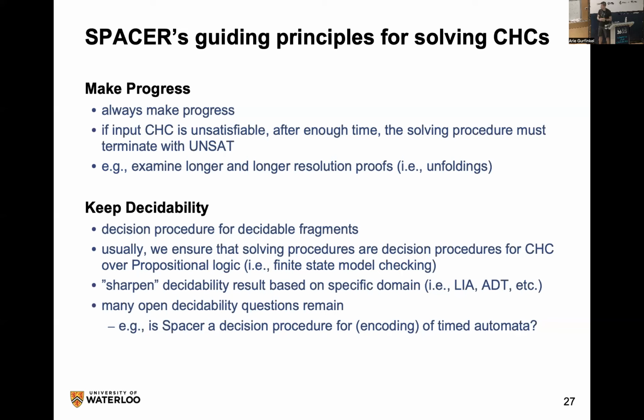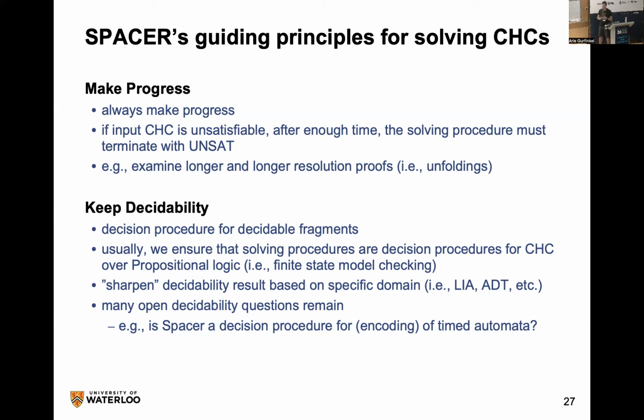And the second thing is we want to keep decidability. That is, we really like a procedure that, if you take it as is and apply it on a fragment that is known to be decidable, is a decision procedure for that fragment. Now that's difficult and we don't know all the decidable fragments. So usually what we do is we look at it as at least a decision procedure for the finite state case. If it's not, that's really a big problem for us.